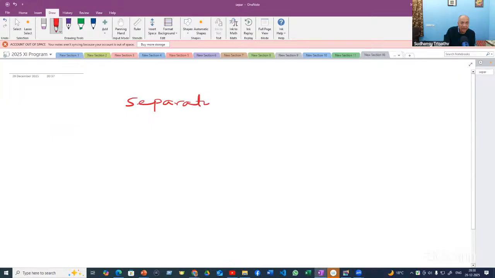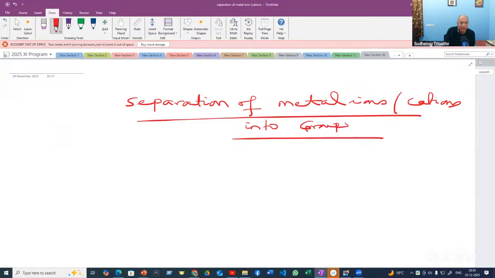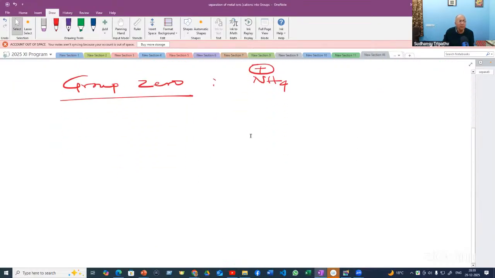What we'll be doing is separation of metal ions, or say cations. I write down cations into groups. Group 0 is a single cation, just like a single element set. Group 0 contains only one, not metal ion, but one cation, ammonium ion. We'll be doing it separately.